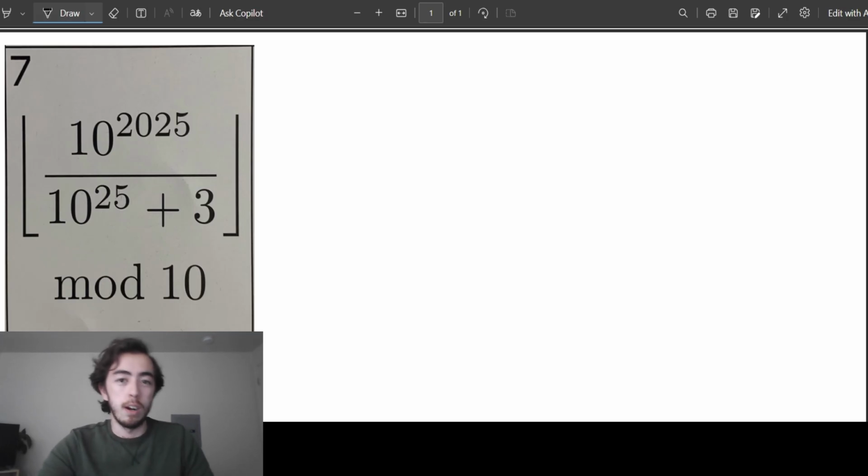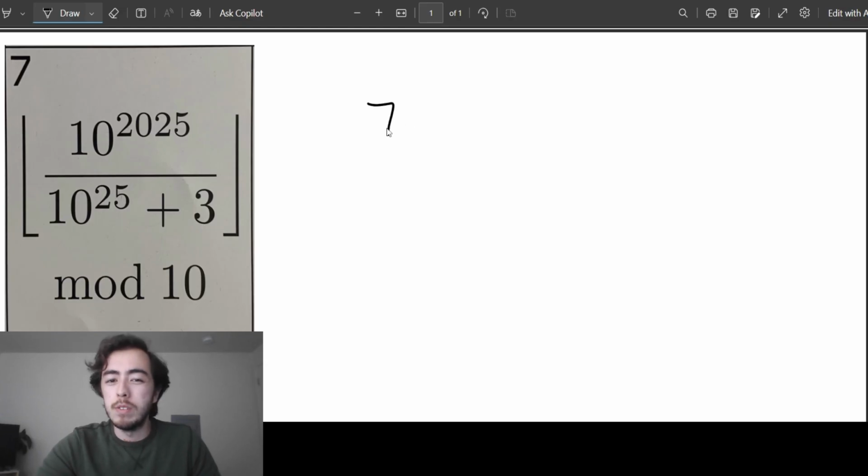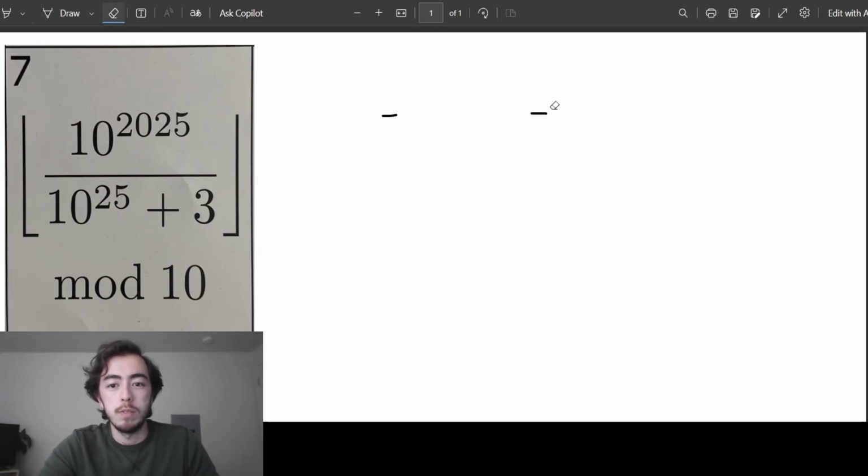So I wouldn't care what it would be after you divide it by 10. I just care about the remainder. And if you use that logic on, say, just a number like 73 mod 10, we would do the division, the answer would be 7, the remainder would be 3. Essentially, when you do something mod 10, all you're really doing is grabbing the ones place.